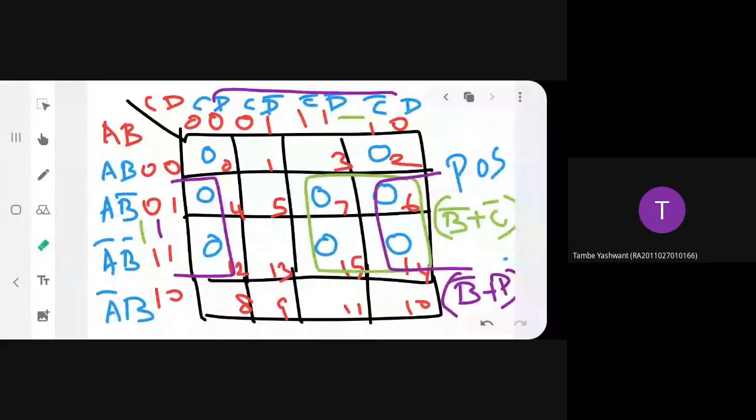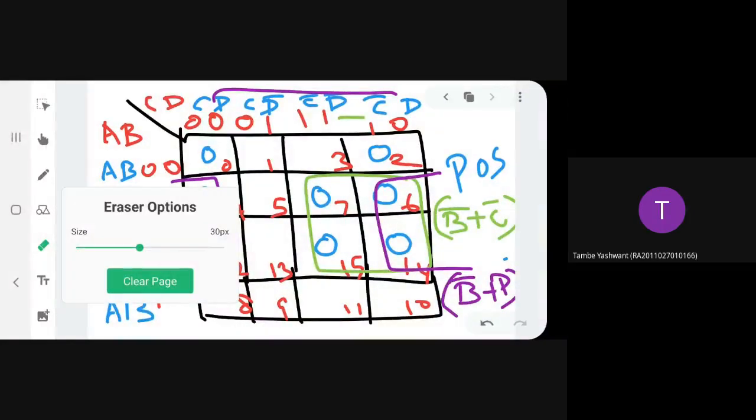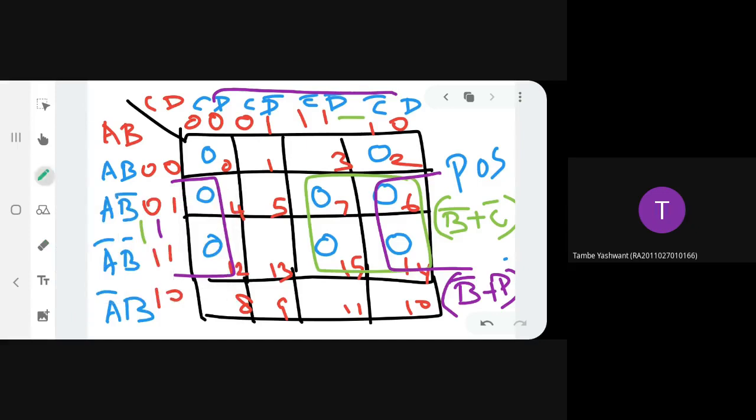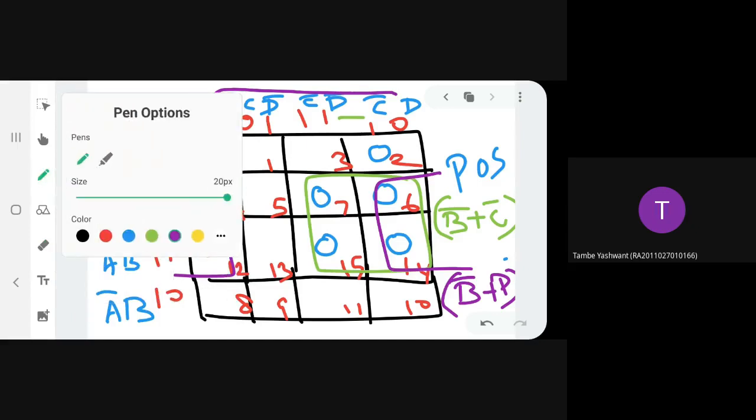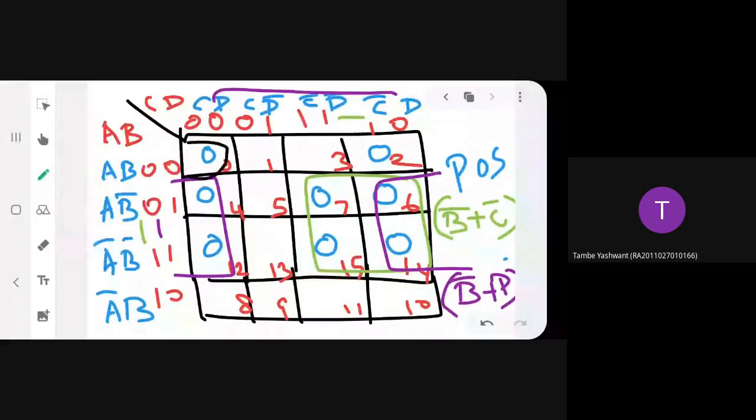2 and 6 will be there now. How will we group? 0 4 and 2 6. I am grouping it in another color. You can group like this, but it will again result in a larger number of gate requirements. So rather than grouping it as a pair, I am trying to group it as a quad. 0 2 4 6. So I can do this.